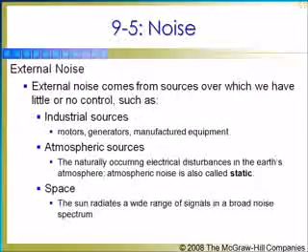Under noise, we have external noise and internal noise. First is external noise. This is the noise that comes from sources over which we have little or no control, such as industrial sources, atmospheric sources, and space. Under industrial sources, we have motors, generators, and manufactured equipment. In atmospheric sources, we have atmospheric noise, also called static. And in space, the sun radiates a wide range of signals in a broad noise spectrum.